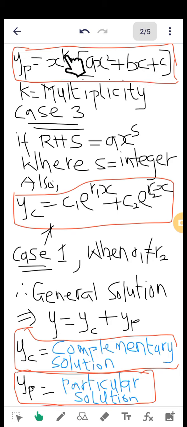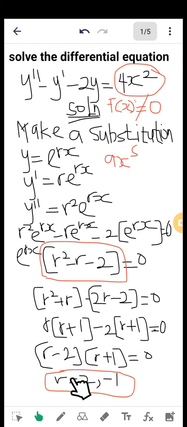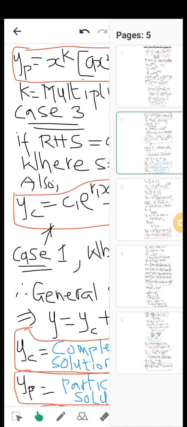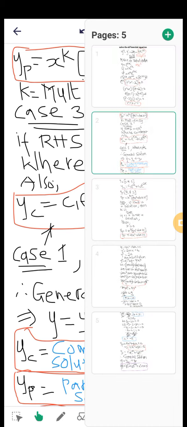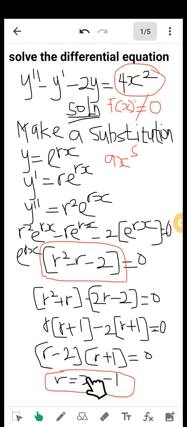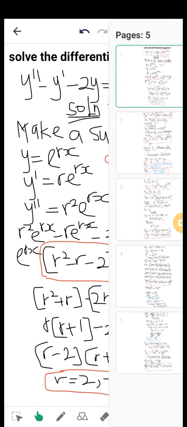Then x exponent k, where k is the multiplicity. Multiplicity in the sense that when we have the trivial solution, or the r, we had 2 and minus 1.